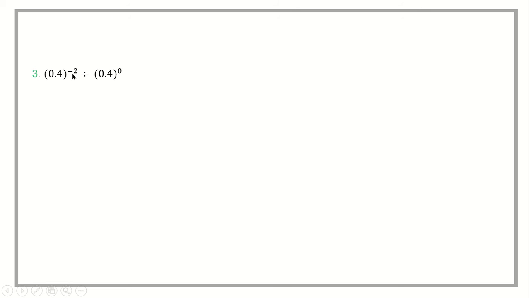0.4 to the power of negative 2 divided by 0.4 to the power of 0. Now, this is 1 out of 0.4 times 0.4, divided by 0.4 to the power of 0, that actually means 1. So we get 1 out of 0.4 times 0.4, and this is 1 out of 0.4 squared, which actually means 0.4 to the power of negative 2.